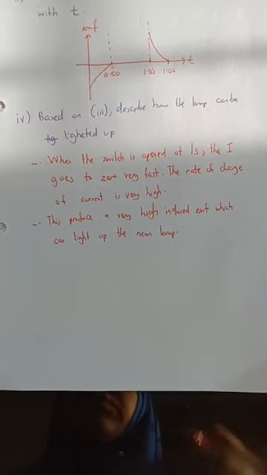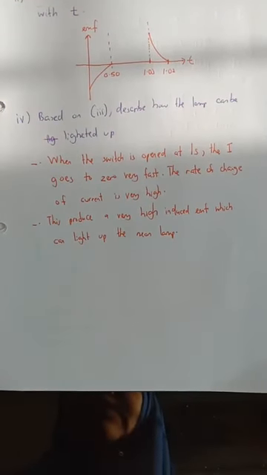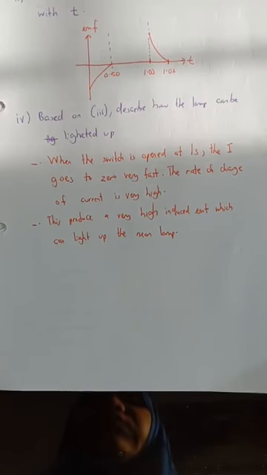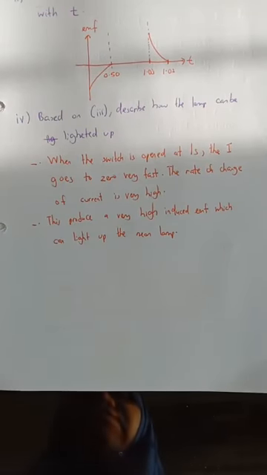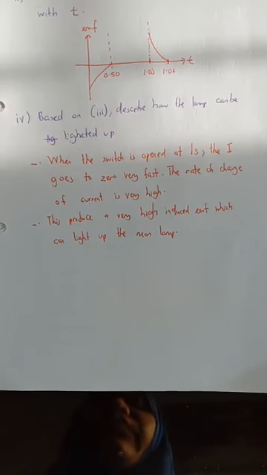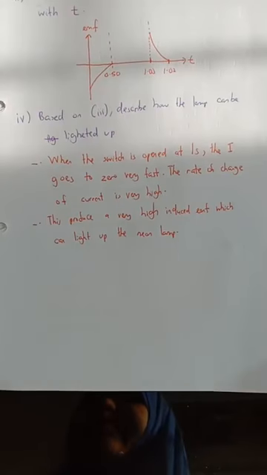Based on 3, describe how the lamp can be lighted up. So when the switch is open at 1 second, the current goes to 0 very fast. The rate of change of current is very high. This produces a very high induced EMF which can light up the neon lamp.